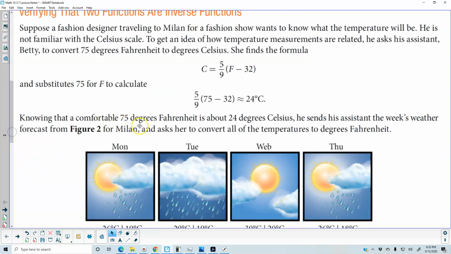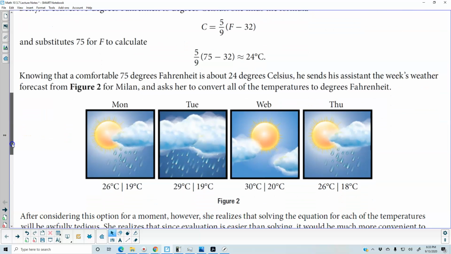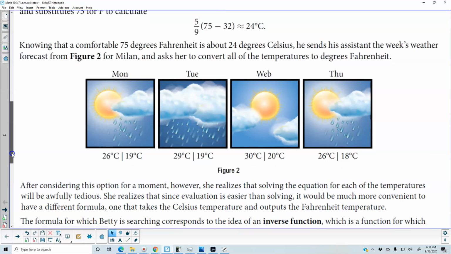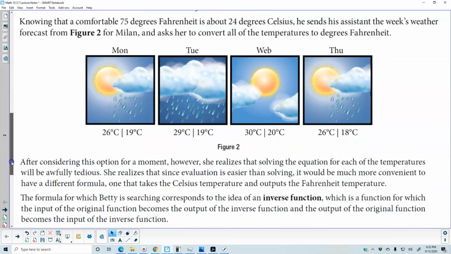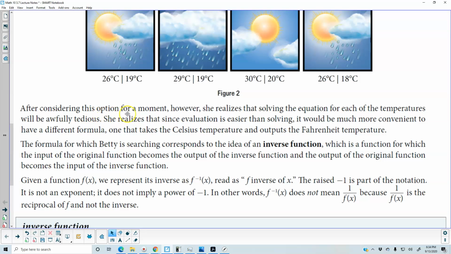Now, knowing that a comfortable 75 degrees Fahrenheit is about 24 degrees Celsius, he sends his assistant the week's weather forecast from Figure 2 for Milan and asks her to convert all of the temperatures to degrees Fahrenheit. After considering this option for a moment, however, she realizes that solving the equation for each of the temperatures will be awfully tedious. She realized that since evaluation is easier than solving, it would be much more convenient to have a different formula, one that takes the Celsius temperature and outputs the Fahrenheit temperature.